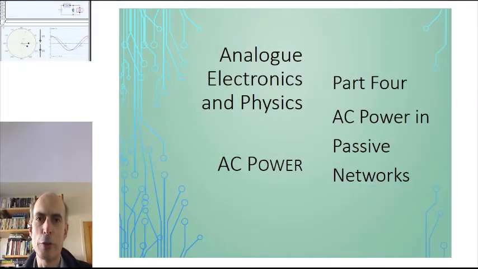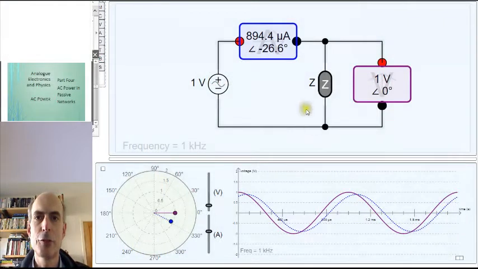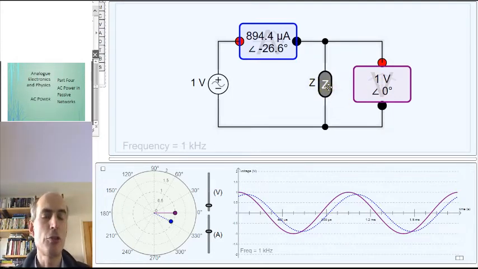This time, passive networks, which includes equivalent models of real passive components. For example, consider this circuit with a passive component there with a complex impedance Z. We can see that the voltage across this component is currently given by the phasor with an amplitude of 1 and a phase angle of 0, and the current flowing through that component is given by a phasor of amplitude 894.4 microamps at a phase of minus 26.6 degrees. And we've displayed the voltage and the current on this display as before.